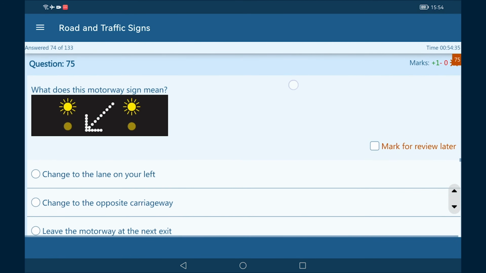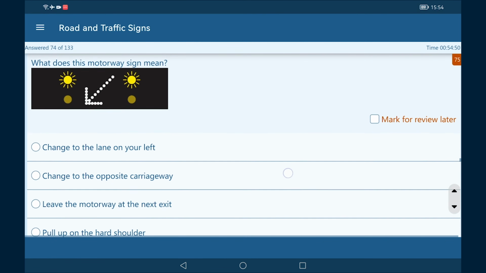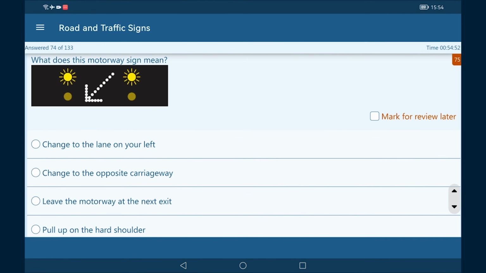Question 75. What does this motorway sign mean? Option 1. Change to the lane on your left. Option 2. Change to the opposite carriageway. Option 3. Leave the motorway at the next exit. Option 4. Pull up on the hard shoulder. The correct answer is option 1, that is, change to the lane on your left.